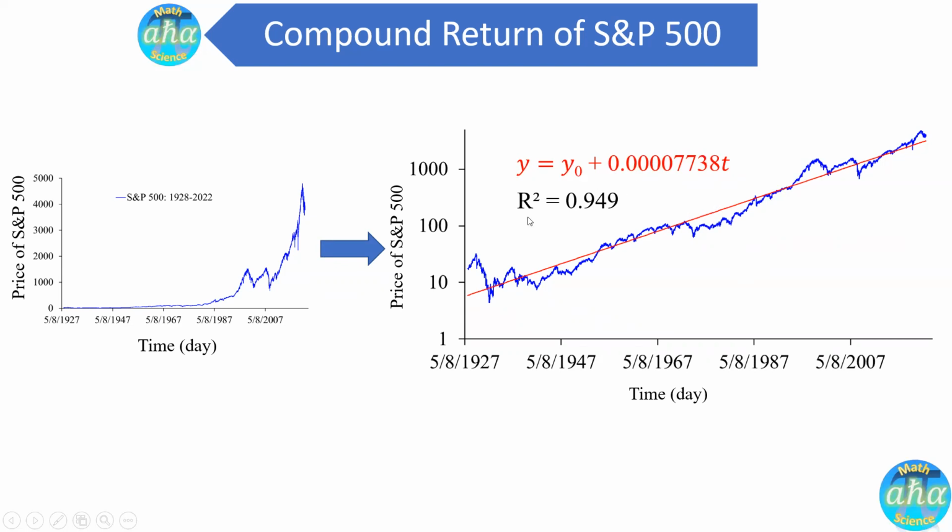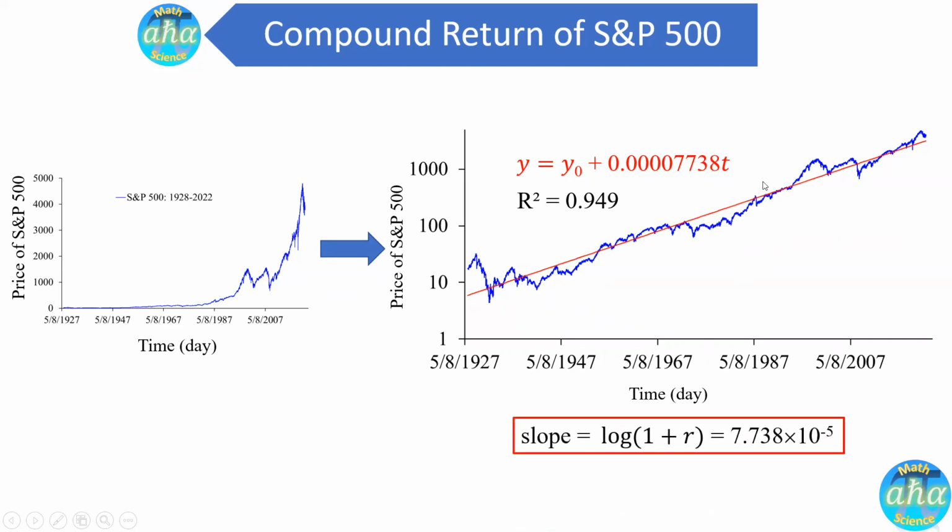And the R square is a measure of how well the model fits the data. If R square is 1, it means the model fits the data perfectly. Here we get an R square of about 0.95, meaning that the trend of this index fluctuates, but more or less it can be described by this straight line to a very good level.